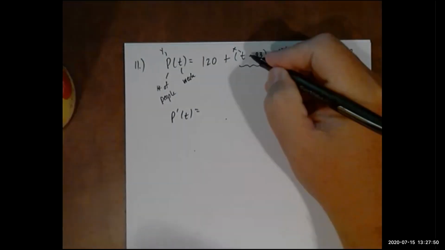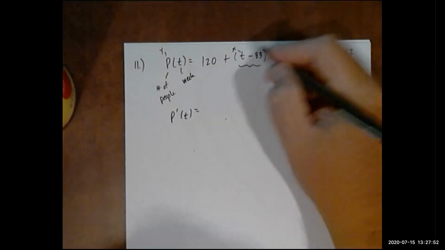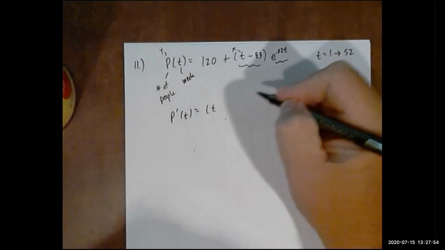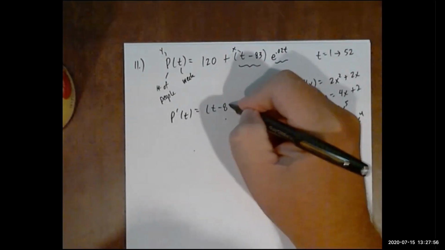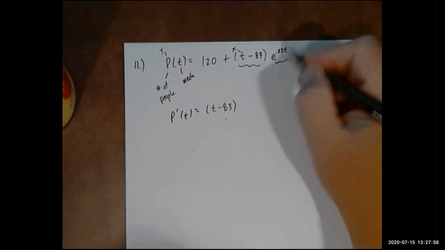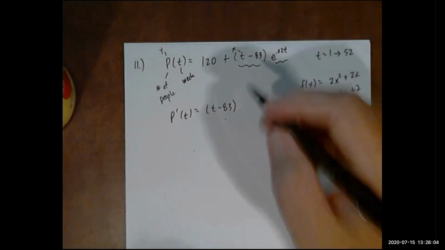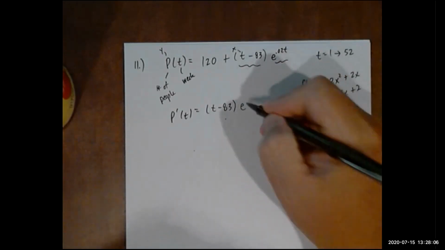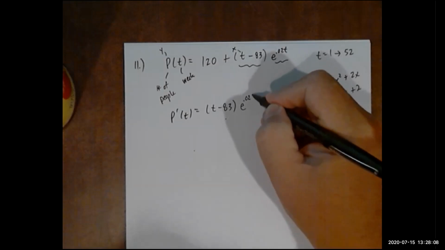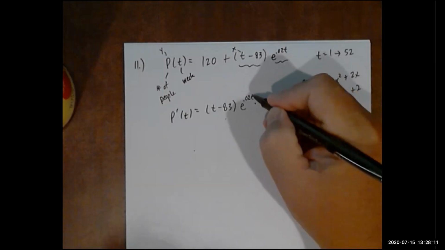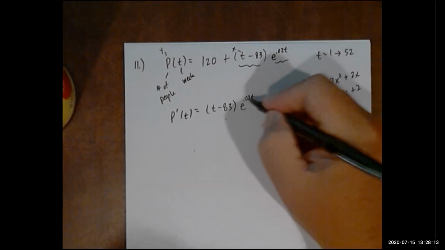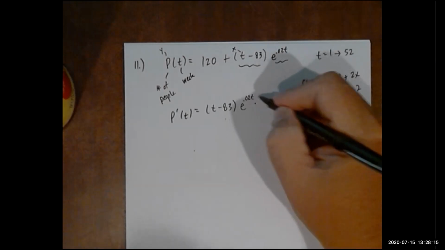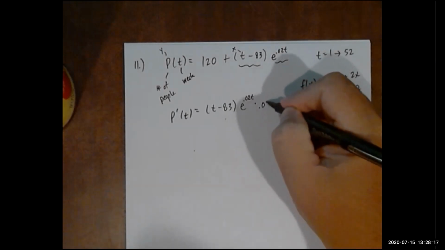So when I apply the product rule, I write the first function, T minus 83, and I multiply it by the derivative of the second function. For the derivative of this natural exponential, you remember you just copy the whole exponent, and then you multiply by the derivative of the actual exponent. The derivative of 0.02T is just 0.02.